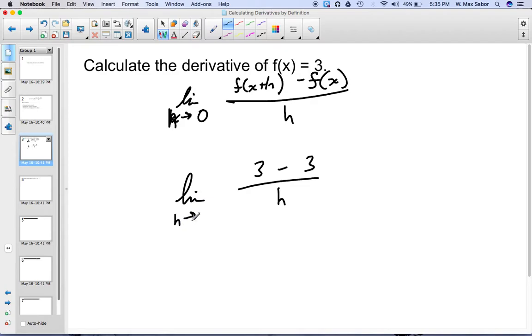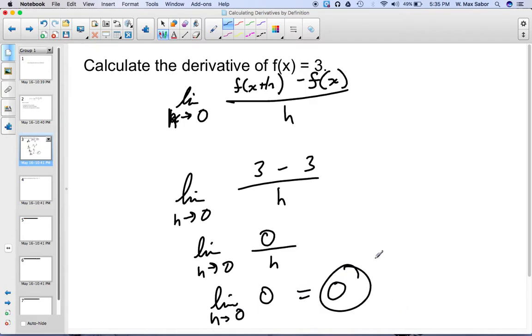And the limit as h approaches 0 of this. So we're going to get 0 over h, which is the same thing as 0. So the answer is 0. The derivative of this function is 0.